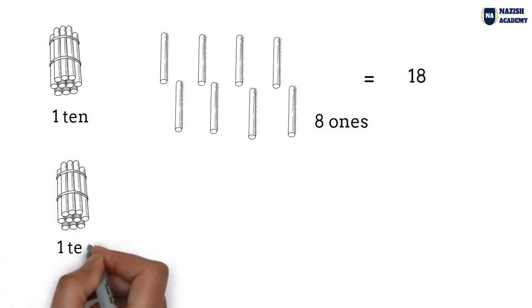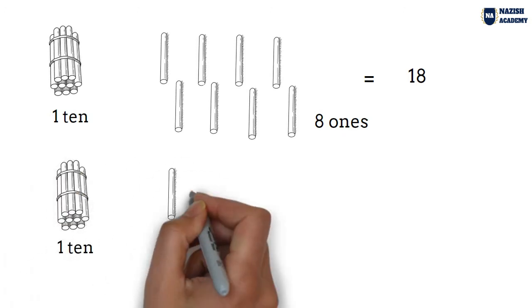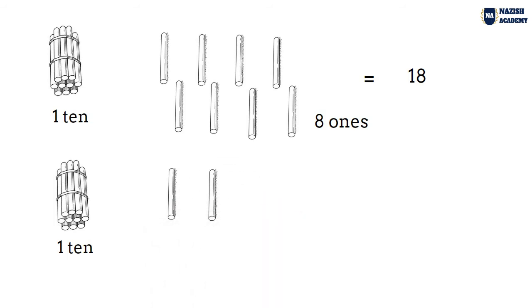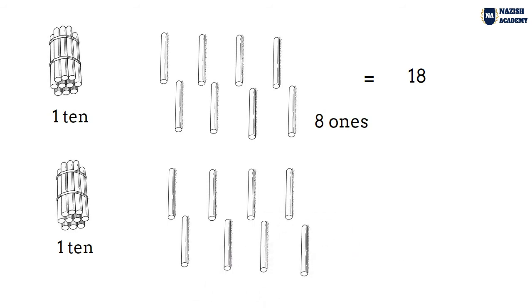Ten and 1, 2, 3, 4, 5, 6, 7, 8, 9. Ten and 9 ones is equal to 19.